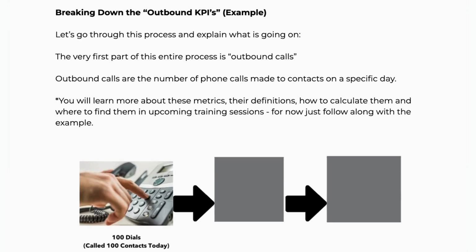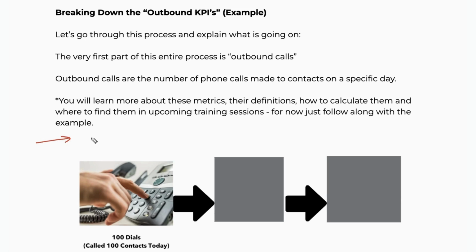Now, this was an example that was given to you during the quick chat and outbound processes as well, so you should be familiar with this, but now we're going to break it down in a little bit more detail. One thing I do want to let you know is that this is just an example. You're going to learn the metrics, the definitions, how to calculate them, and where to find them. That's going to come up later. So just follow along so you can understand the entire picture of how we actually get this done.